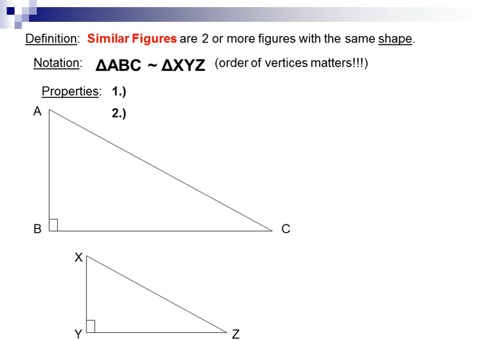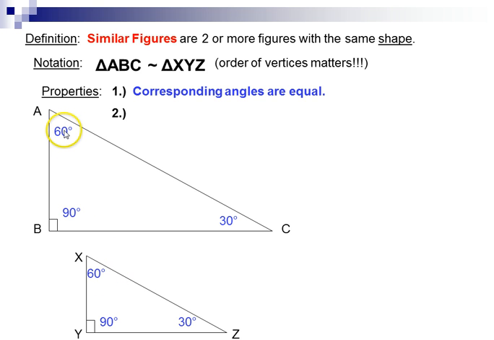There are a couple properties about similar figures. The first one is that corresponding angles are equal, and that's evident here with angle B. Angle B is 90 degrees, and angle Y is 90 degrees. These two angles are corresponding, and their measures will be equal. If I tell you that angle C is 30 degrees, we know that Z is also 30 degrees. And if angle A is 60 degrees, we know that angle X is 60 degrees also, because they are corresponding angles from similar figures, and we are told that they are similar figures. So in similar figures, corresponding angles are equal.